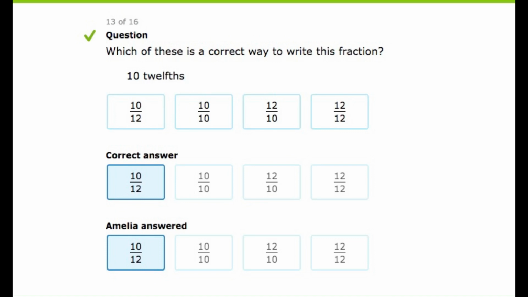The second part is 12ths, so the denominator is 12. The denominator shows how many equal parts the whole is cut into. The correct way to write this fraction is 10/12.